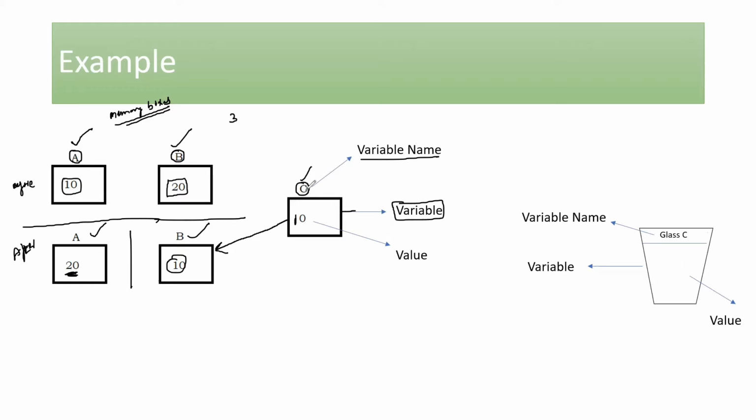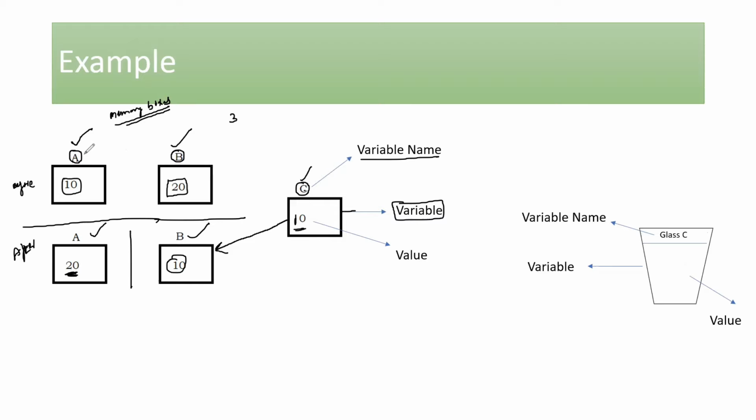So in short, C is the variable name. This box is called a variable. The value that we have inside this C as a variable is 10. So this is the understanding of this box. If you apply the same understanding to the other boxes, this is how it goes.